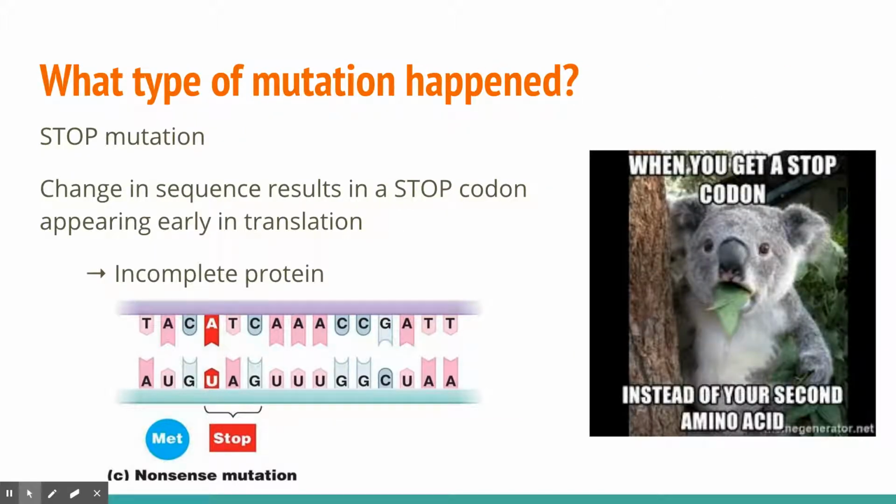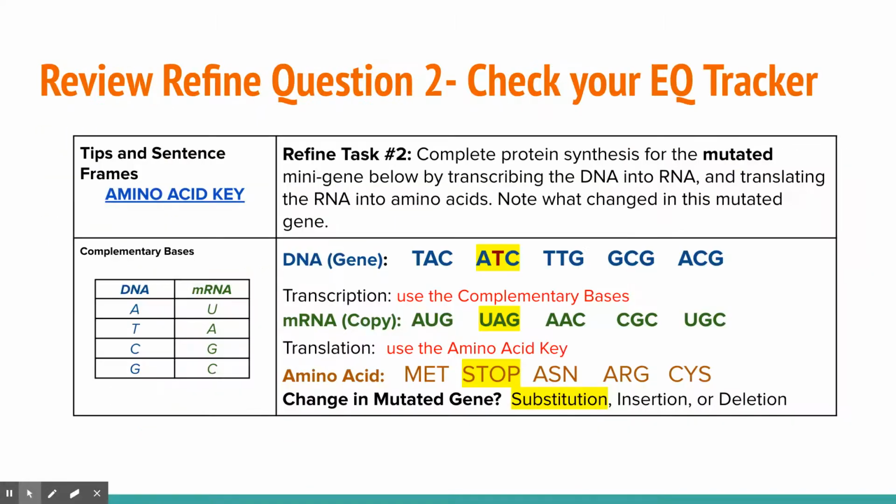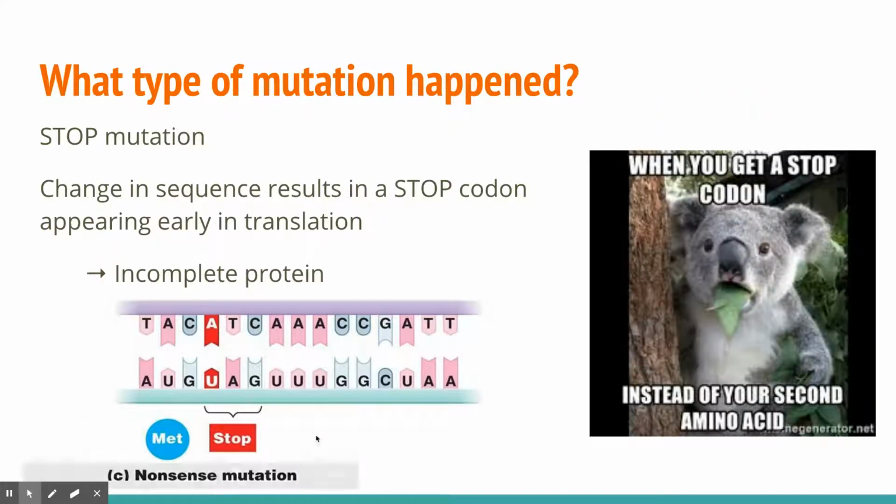And then, so what happened with refined question number 2? We saw that the stop codon happens in the middle of the sequence versus the end. So this stop codon should be at the end of the gene to know that that's the end of it. Pretty straightforward there. But because it was in the middle of everything, it's a mutation. It changes the sequence and it creates an incomplete protein. All right, so basically the genetic code just didn't get translated well.